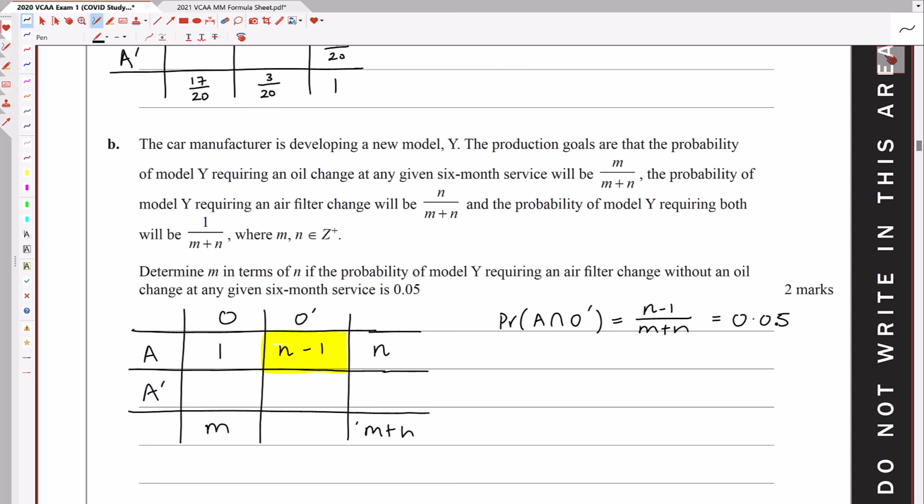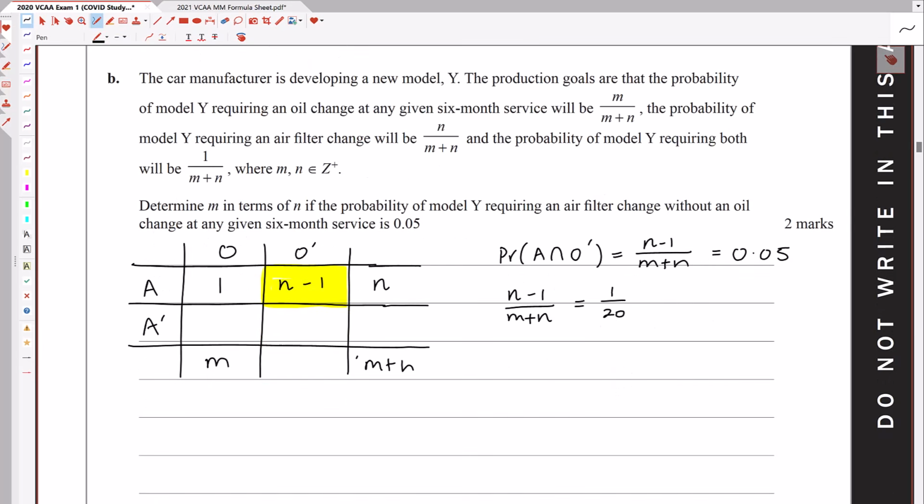Okay, so now we just have an equation to solve. So we're going to multiply by m plus n, so we're going to have n minus 1 over m plus n. Now I prefer to work in fractions. 0.05 is 5 on 100, which is 1 on 20. It's just working with whole numbers.